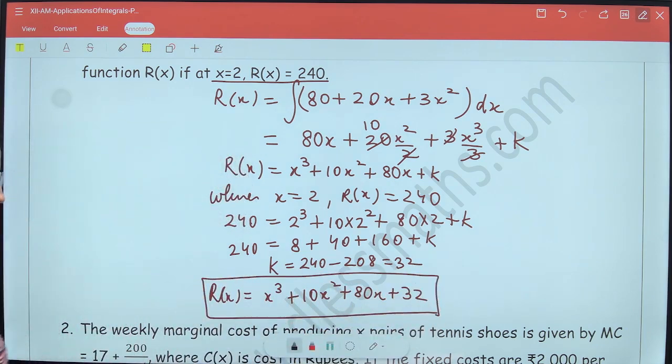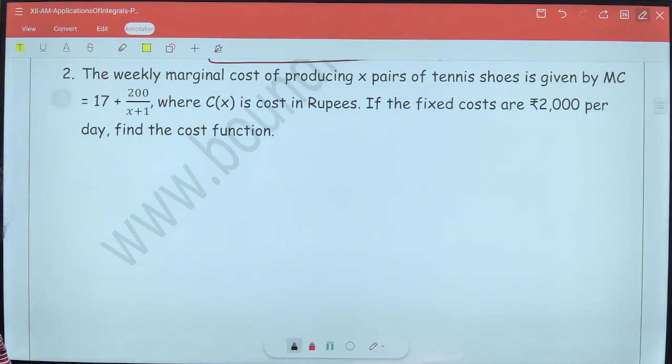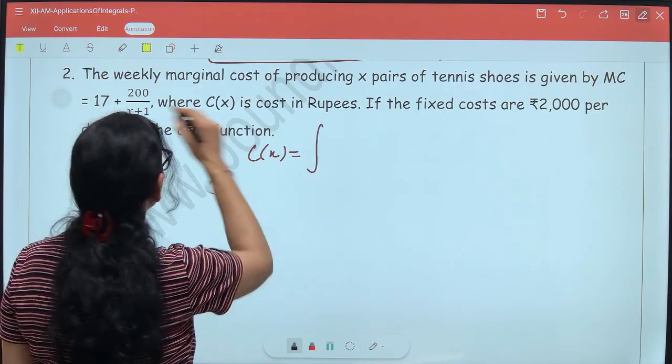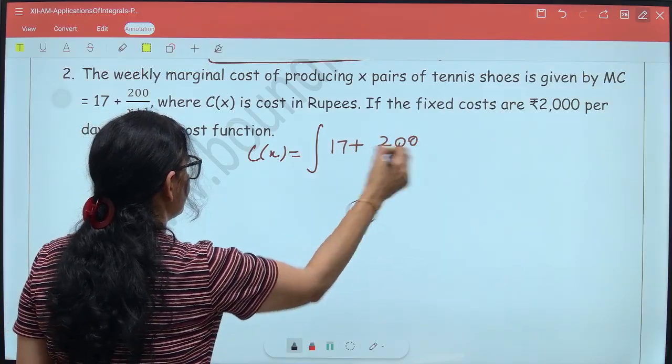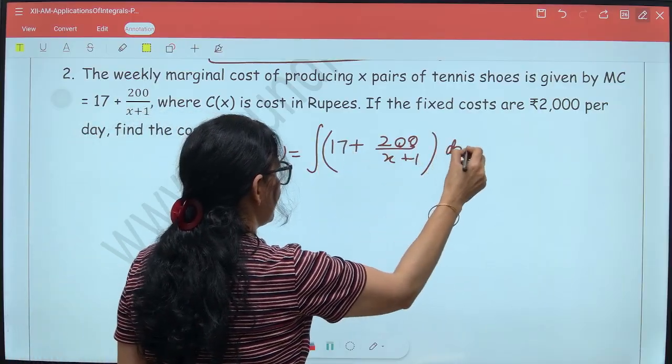Easy? Wonderful. So let's move to question number 2. The weekly marginal cost of producing x pairs of tennis shoes is given by 17 + 200/(x + 1). If the fixed cost is rupees 2000 per day, find the cost function. Now again we need to find the cost function. So we start by integrating the marginal cost function, which is 17 + 200/(x + 1). Again, do not forget these brackets and dx.